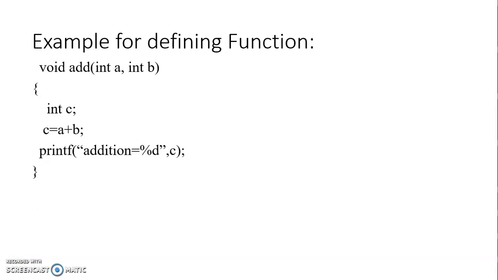Here we see the example for defining the function. Here the first line is my function header. As I told you, a function definition has two key parts, that is function header and function body. Now what is a function header? First you have to write the return type. Here my return type is void. After that my function name, that is add. You can give any other name. In the bracket I am passing the parameter list.